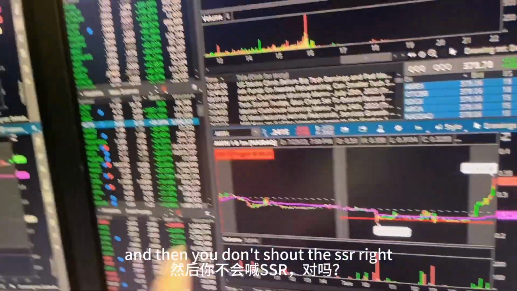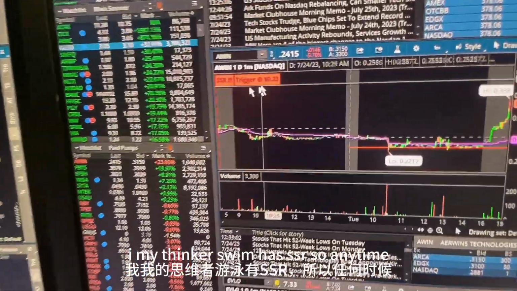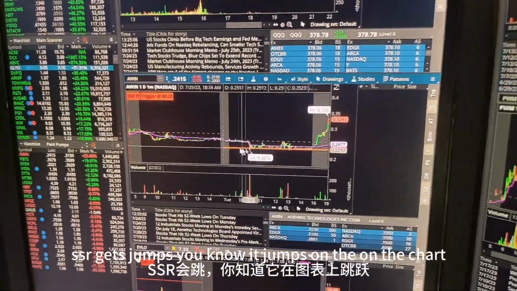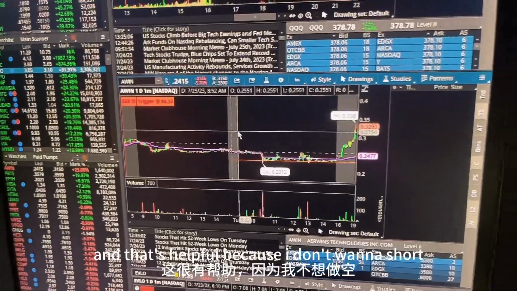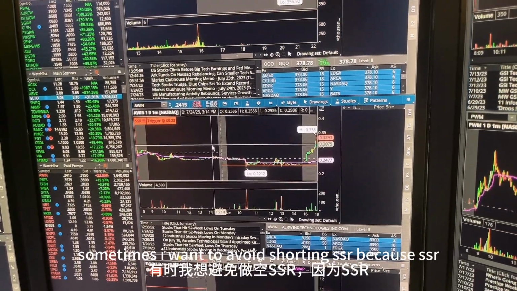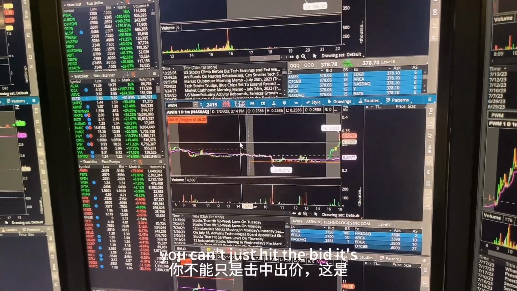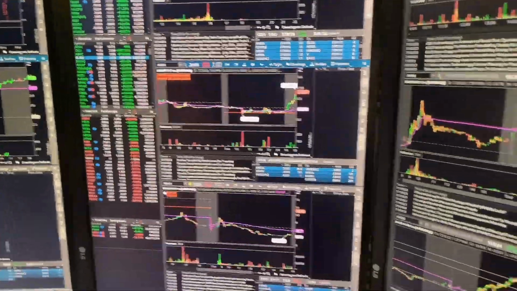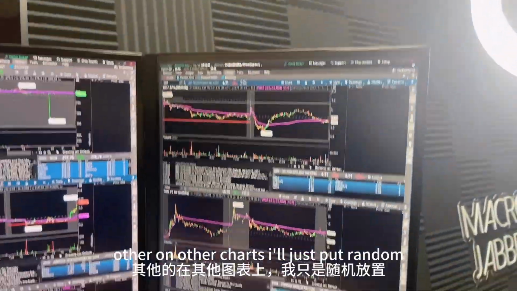And then you don't short the SSR, right? Yeah, my Thinkorswim has SSR, so anytime a stock goes down 10%, SSR shows on the chart. That's helpful because sometimes I want to avoid shorting SSR, since SSR makes it harder to short the listed stocks. You can't just hit the bid. It's very tricky. And then I'll have other charts.